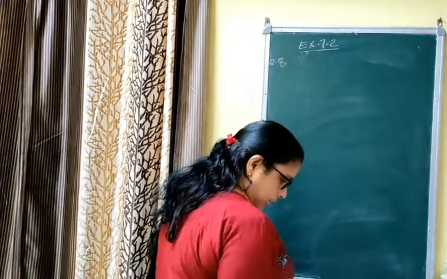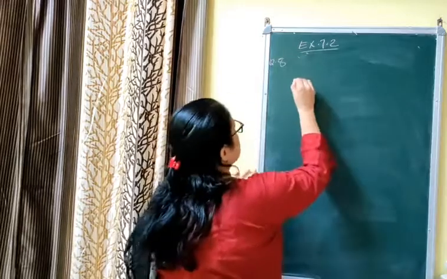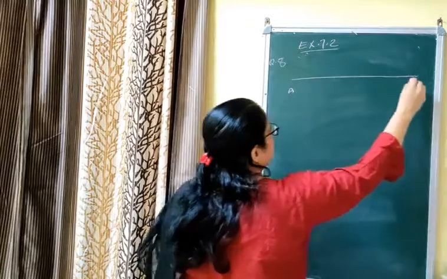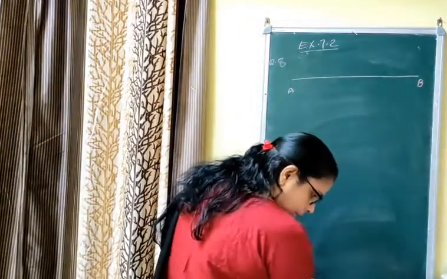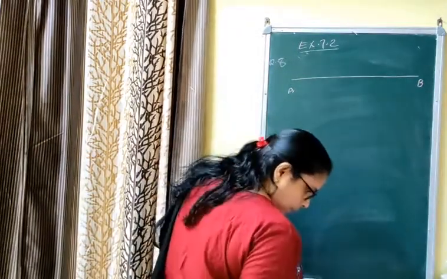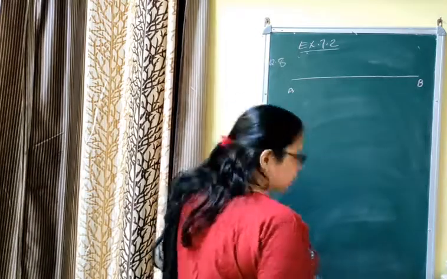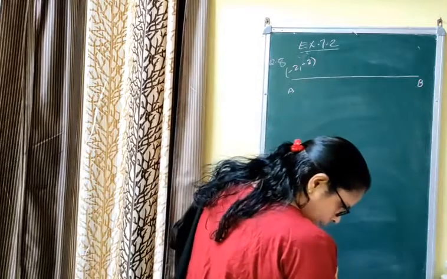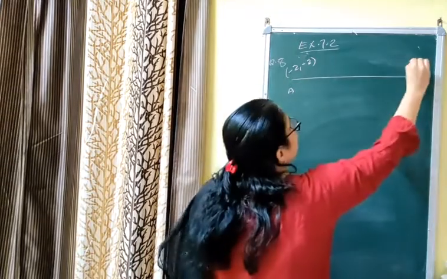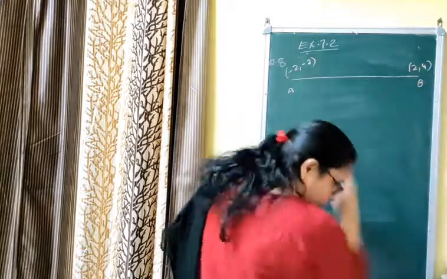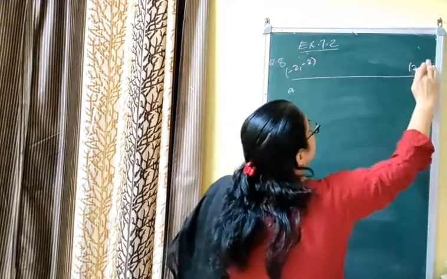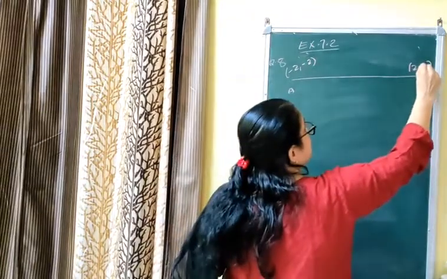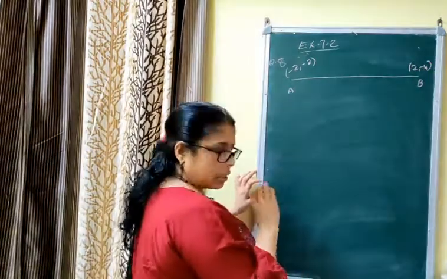You are given the two points A and B. It is better to draw a figure, and the figure will make it clear. A is given as (-2, -2), and B is given as (2, 4). While copying the coordinates, you have to be very careful. If you miss a minus or plus sign, the whole question will go wrong.